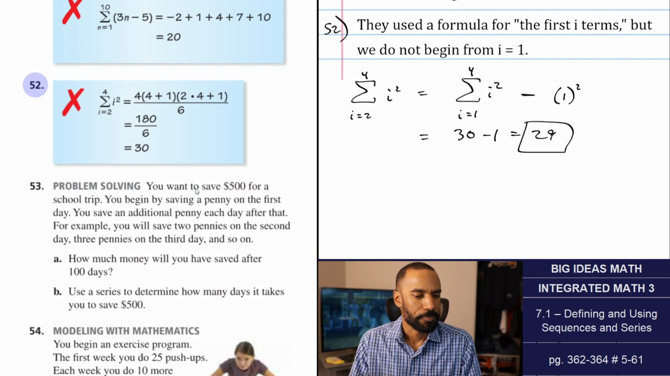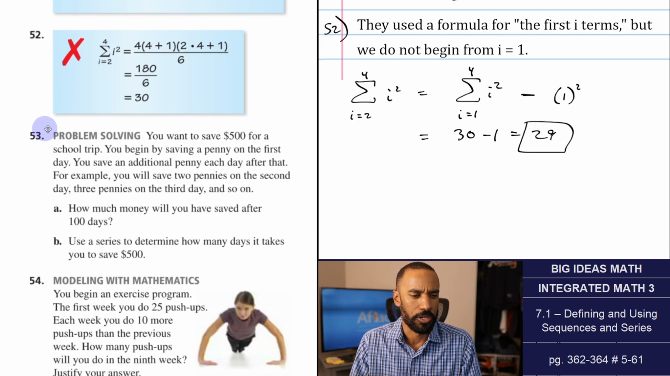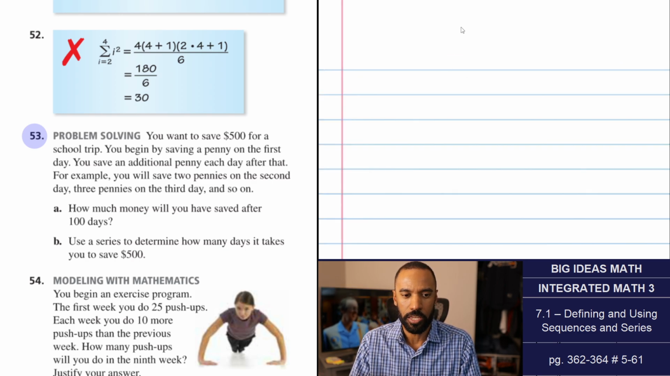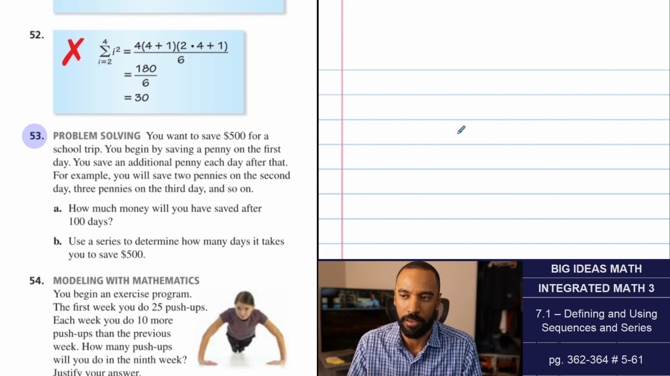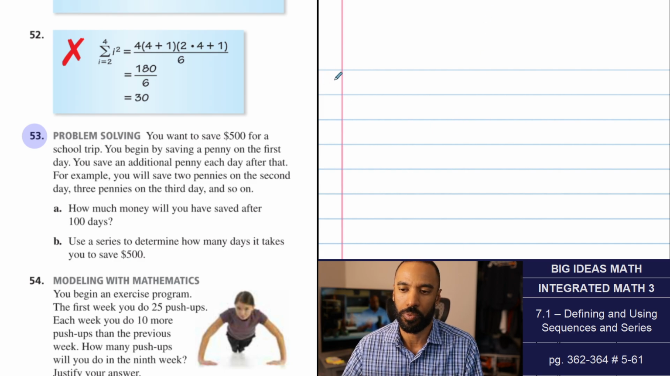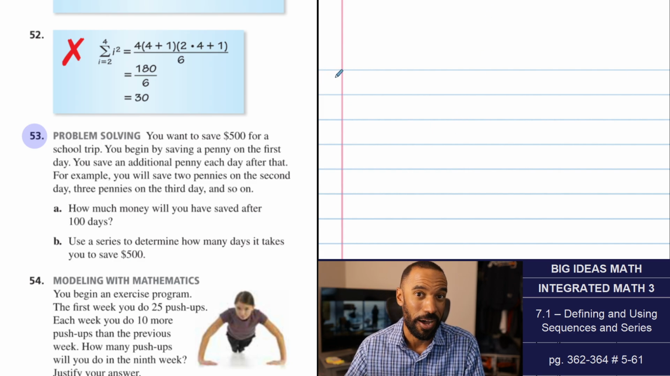Number 53. You want to save $500 for a school trip. You begin by saving a penny on the first day. You save an additional penny each day after that. So we save 1, 2, 3, etc. It's going to take a while to get there.